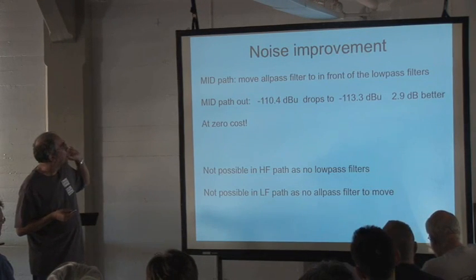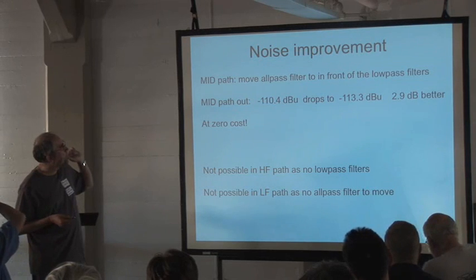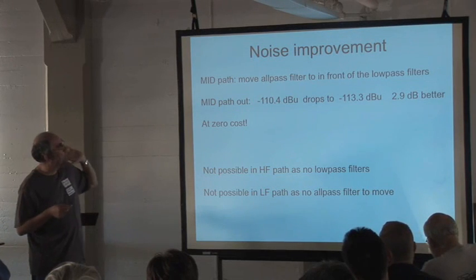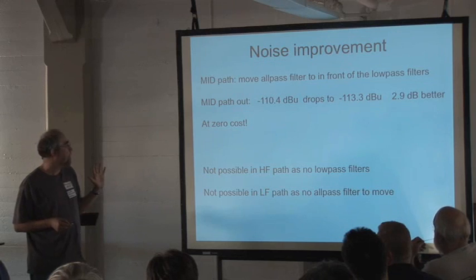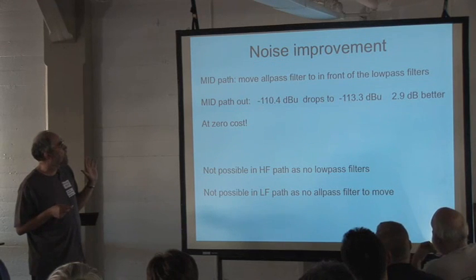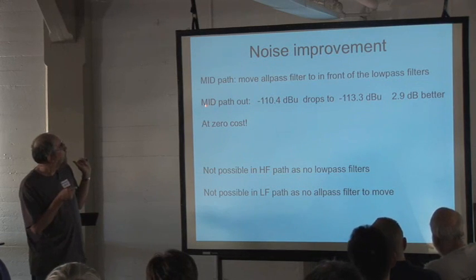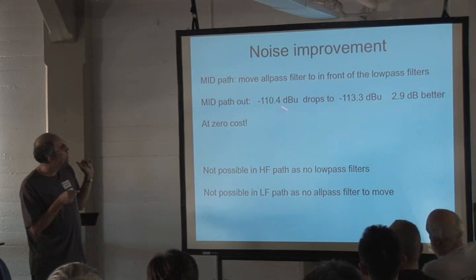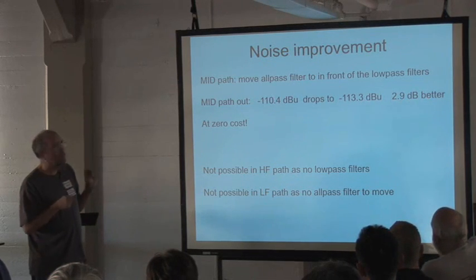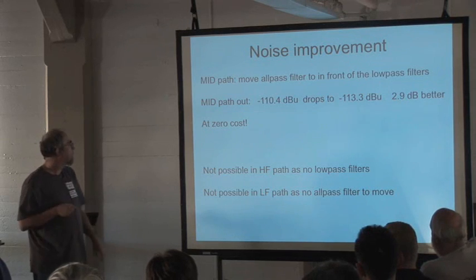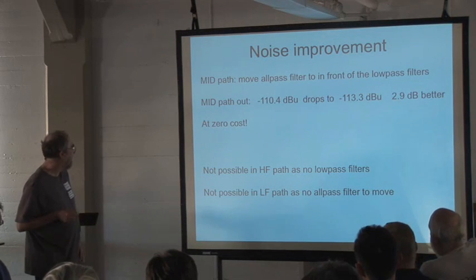That's it, that's fine. So I thought, hang on a minute, this is stupid. If I put the all-pass filters earlier in the path, in front of the low-pass filters, then I can reduce the noise, because the noise from the all-pass filter will be removed by the low-pass filter, and it is. The mid-path, minus 110.4, goes down to minus 113.3. That's 3 dBs better just by rearranging the stages. Zero cost. That's my idea of an improvement.